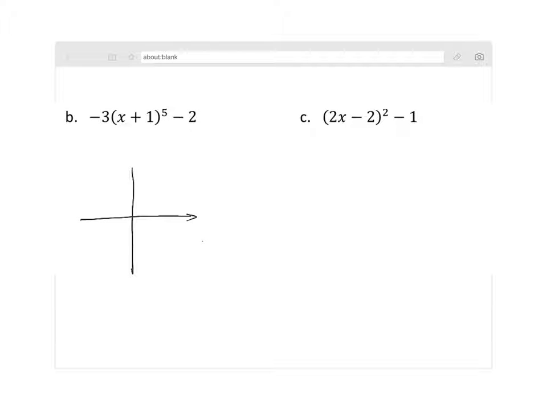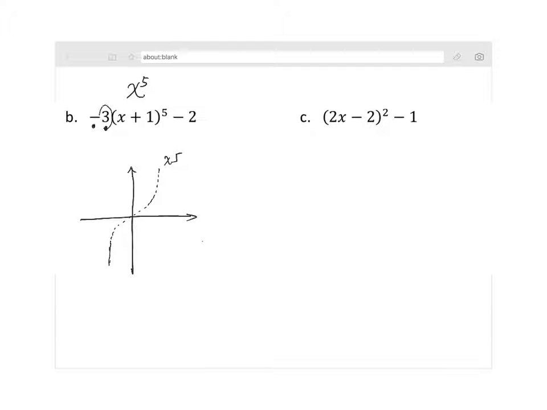So to graph the first one, I'll begin with x to the fifth. Identify the x to the fifth, its parent function, which is somewhat like this shape, right? Okay, and this is x to the fifth. Now the negative sign and 3 have different roles here.